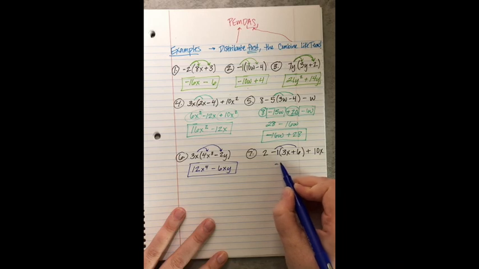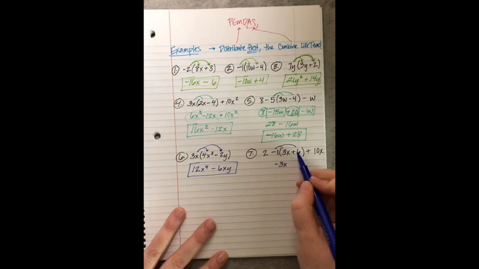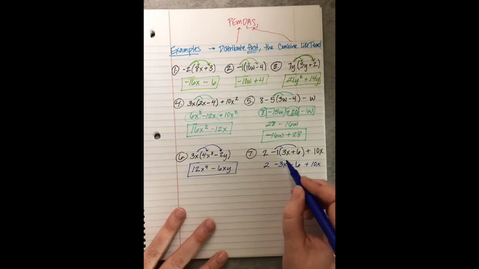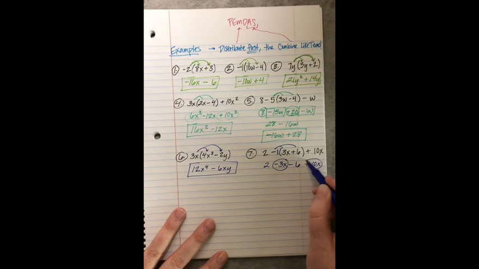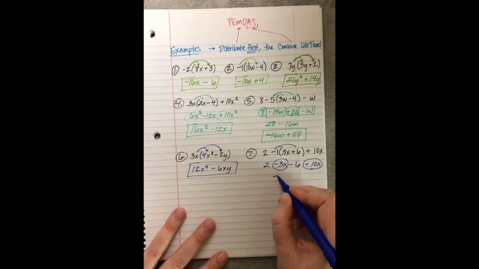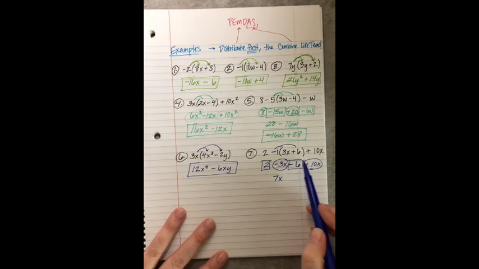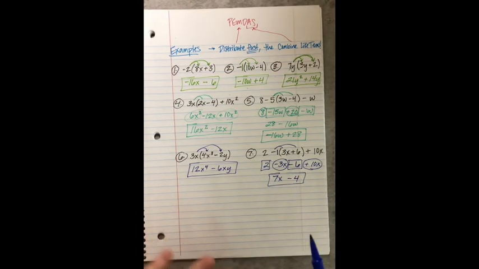-1 times 3x is -3x. -1 times +6 is -6. Drop down anything that wasn't used. And now we combine like terms. I'm going to start with combining my x's because I know they have to go out front anyways for standard form. -3x plus 10x is positive 7x. 2 minus 6 is -4. Final answer, 7x minus 4.